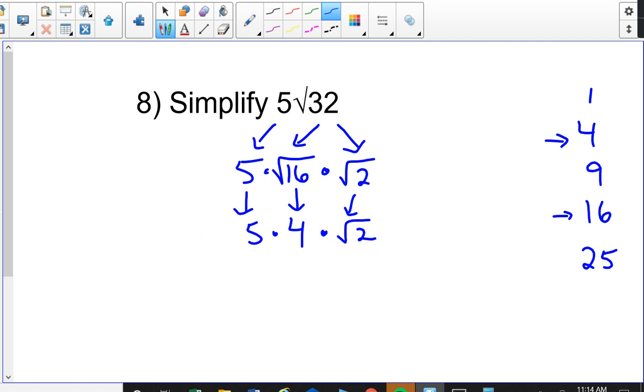Square root of 2 is in simplest form. There are no factors that I could use to simplify 2. My last step is to take that 5, the whole number that we started with, and that 4, the new whole number we got because we took the root of 16, and multiply those together. 5 times 4 is 20, and bring down that root 2. So my simplest form for 5 square root of 32 is actually 20 square root of 2.